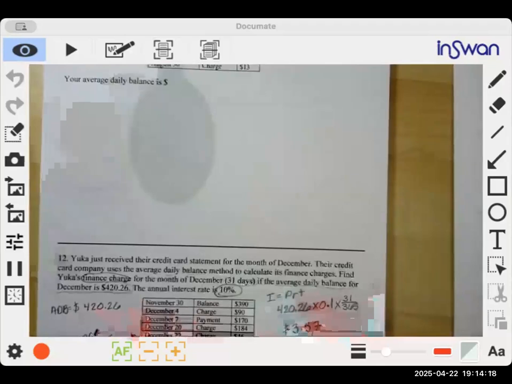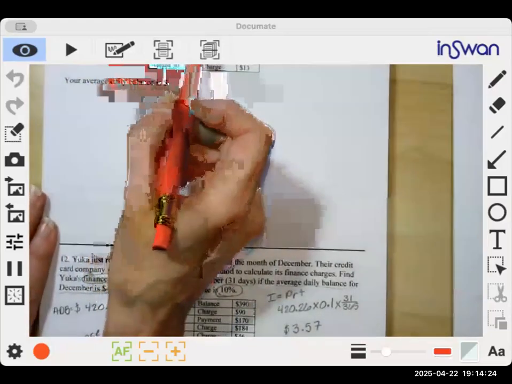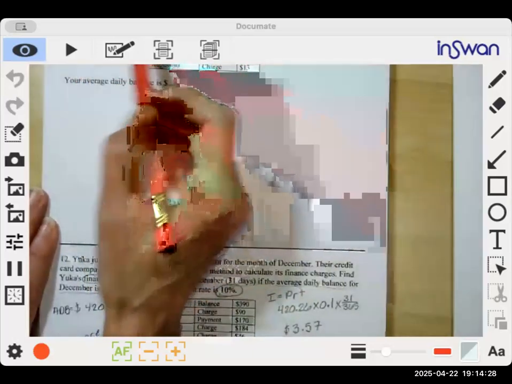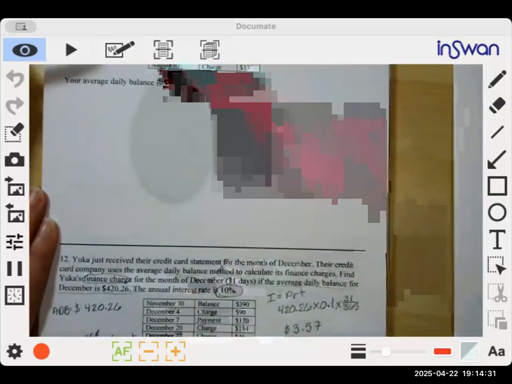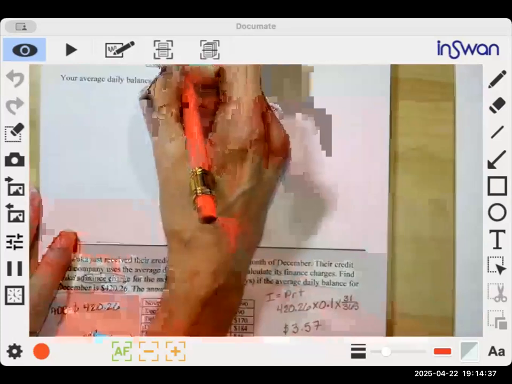Okay. All right. So suppose your credit card company uses the average daily balance method to calculate the amount of interest you owe each month. Use the information given to find your average daily balance for the month of August, which we can see has 31 days.